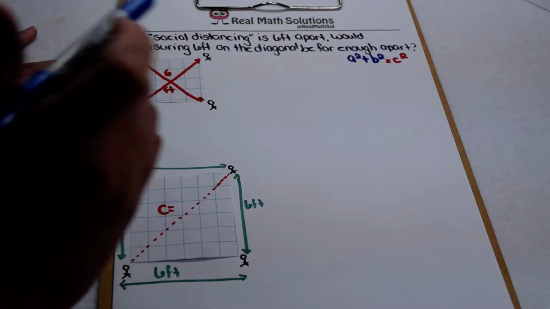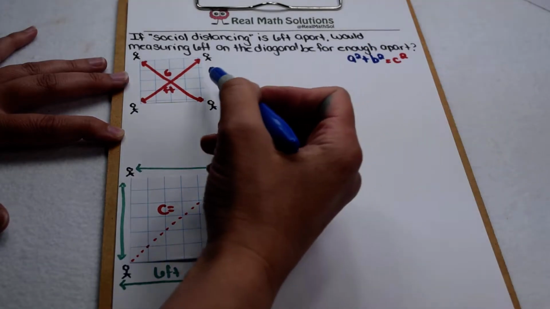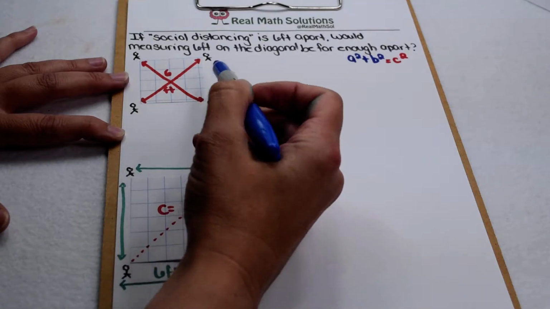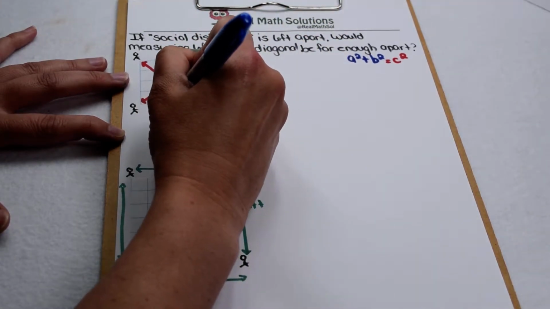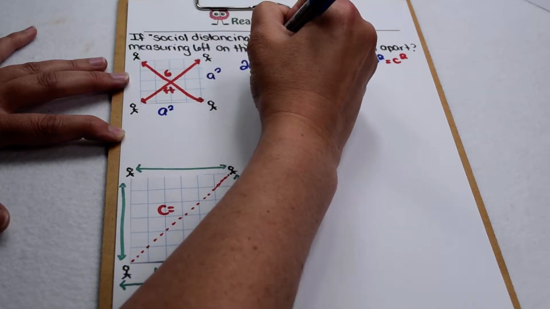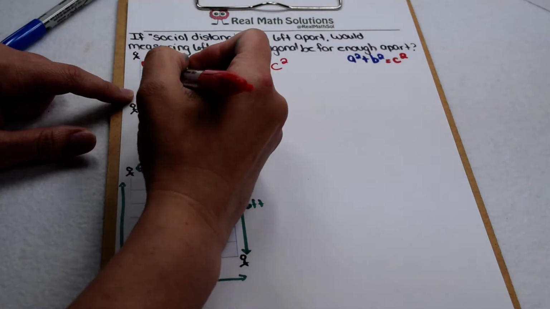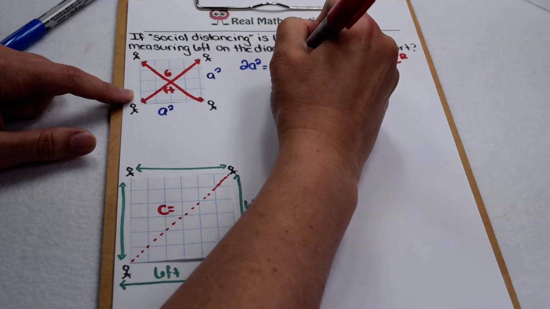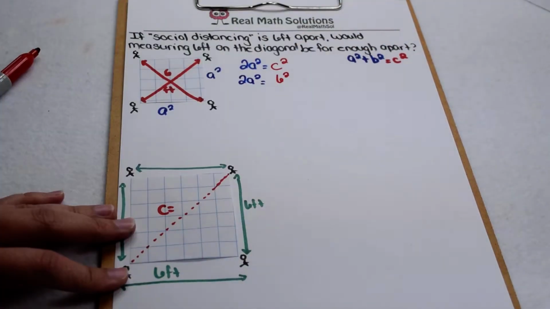Well, our Pythagorean theorem tells us that a squared plus b squared equals c squared. Since this is a square, we know that these two sides are going to be the same length, so we're going to call them both a squared. So that would tell us that 2a squared would equal c squared on our hypotenuse. Well, c, that's 6. So this would be 6 squared. So our 2a squared would equal 6 squared.